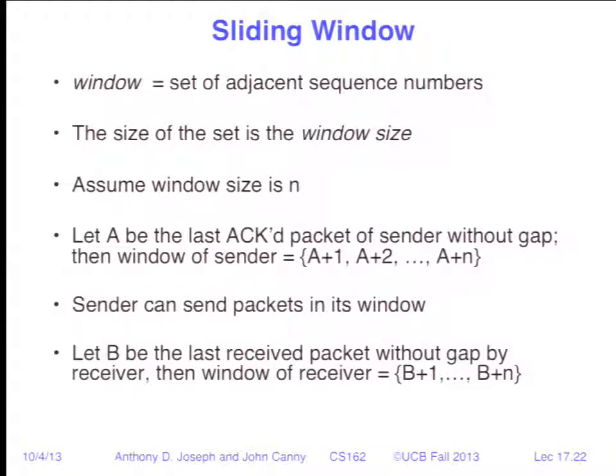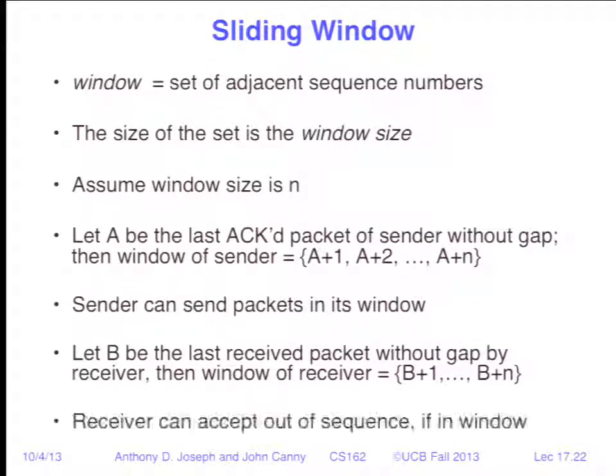At the receiver, we maintain a window also. B is the last packet that the receiver has received without a gap. So B's window is then B plus 1 all the way up to B plus n. Now, the receiver can accept a packet that comes out of sequence as long as it's within its window. So if it gets b plus 1 and then it gets b plus 3 and the window size is 7, that's perfectly fine. It can accept b plus 3.